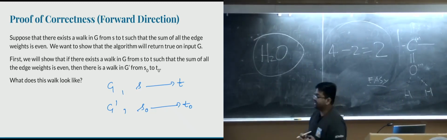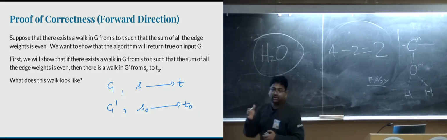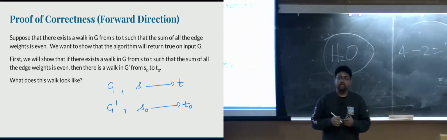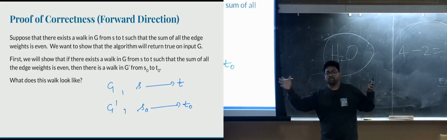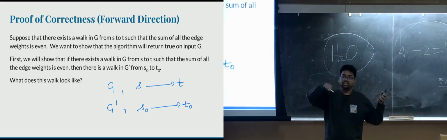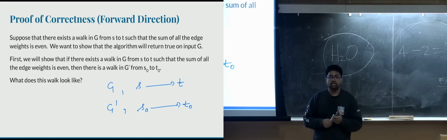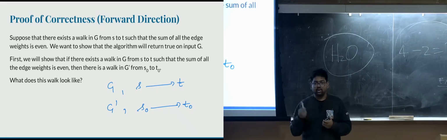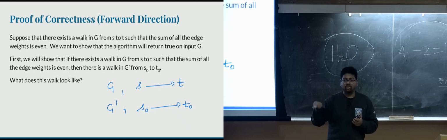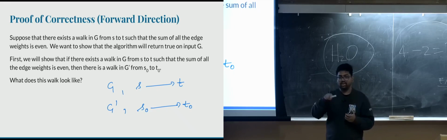No, it's not the same thing. So in a path, you cannot repeat your vertices, right? So if you have a path from S to T, that means you should not go to the same vertex again. At max once you can go there. That's it. But in a walk, you can keep walking in the cycle. You can come back to the vertex. You can even repeat the edges. Everything is fine in a walk.